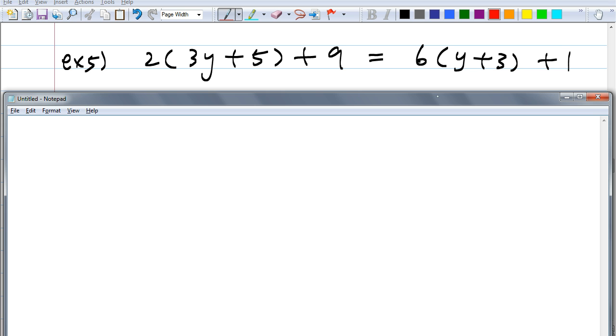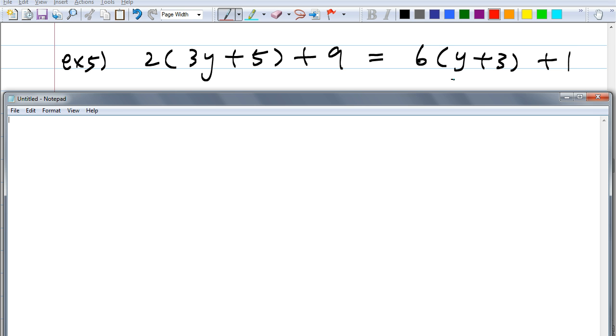Okay, that's fine. How about Matthew? What do you think we should do here? What's my next step? Yeah, I distribute, because otherwise the terms with variables are inside the parentheses. So when I distribute, what do I get? Tell me what to write.